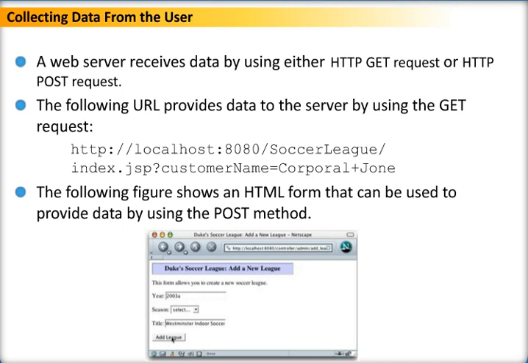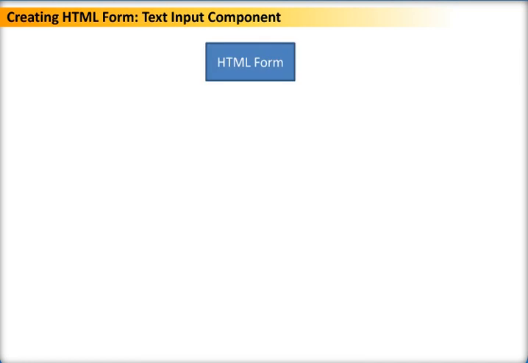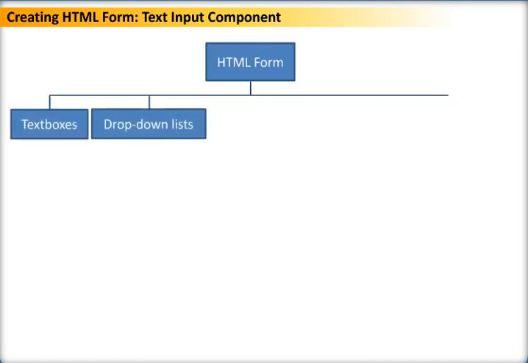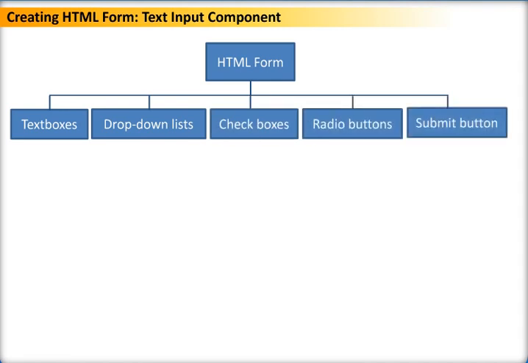In the previous sessions, you have already learned the GET request. Now, let's understand the creation of an HTML form for the post request. An HTML form commonly contains text boxes, drop-down lists, checkboxes, radio buttons, and a submit button. To create an HTML form, first, you need to understand the creation of some components of the form.